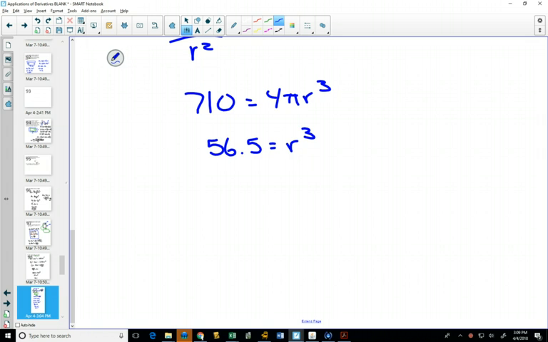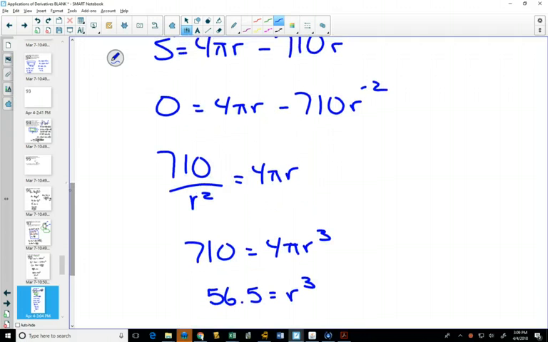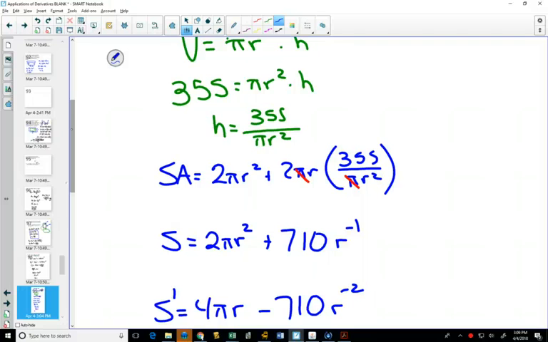And now we can cube root both sides. And we get a not very nice 3.837. So that is our radius. If we want to find our height, we could plug that back into this equation: 355 divided by pi times r squared.